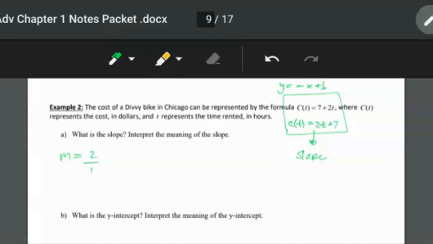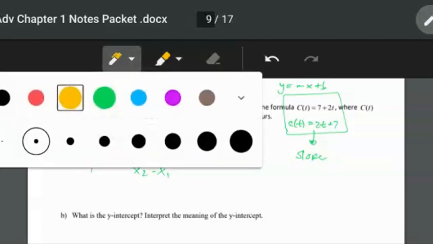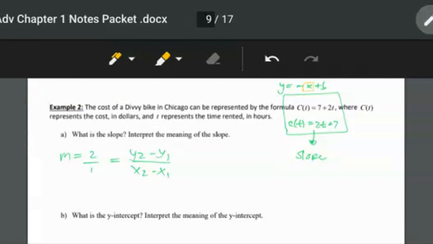We didn't have to use the formula. We just pulled it from the equation. But your slope formula is y2 minus y1 over x2 minus x1. So in this problem, your x is really a t. Your x's down here, those are really your t values.